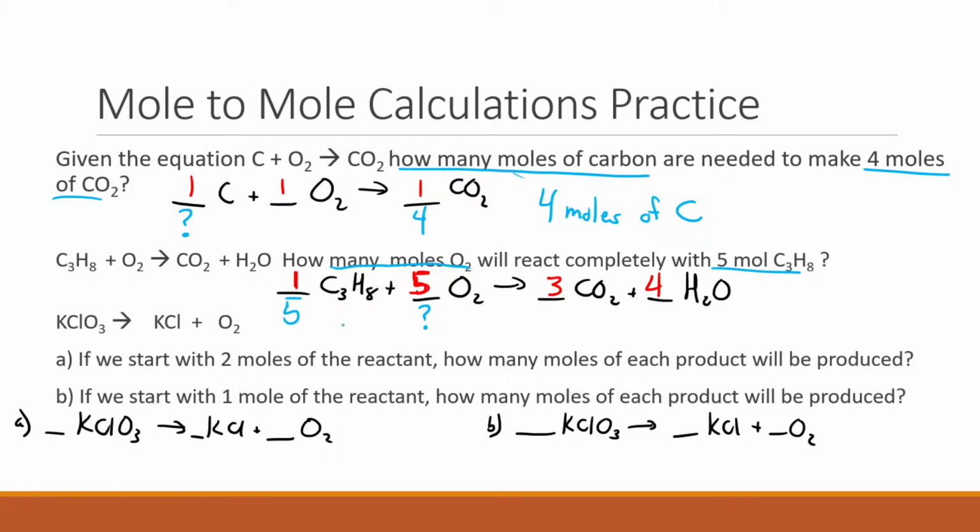So now I have my proportion set up already, right? 1 over 5 equals 5 over x. 1 over 5 equals 5 over 25 moles of oxygen.